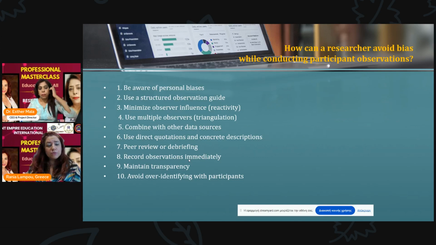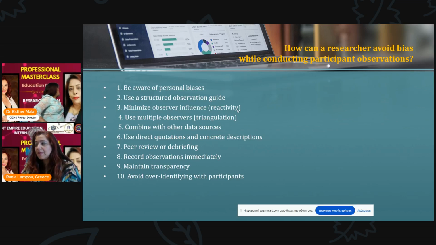Peer review is important in debriefing. We can discuss findings and field notes with peers or supervisors to check for biased interpretations, and they can challenge our assumptions and help ensure objectivity. And always take notes during or immediately after observation to avoid memory distortion or unintentional filtering.